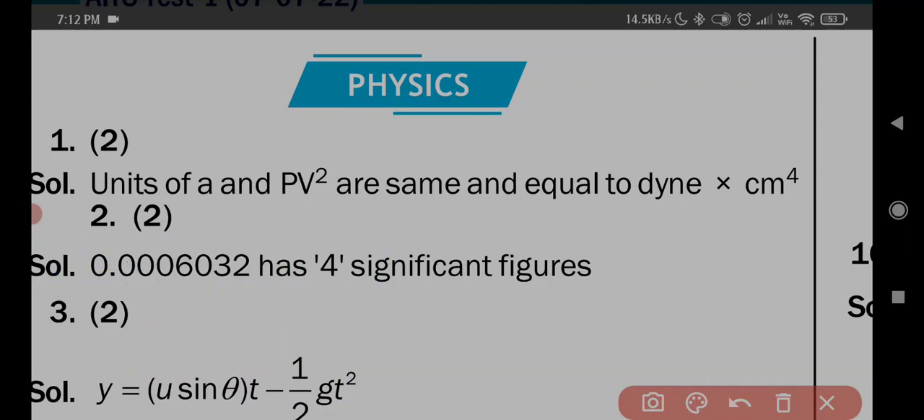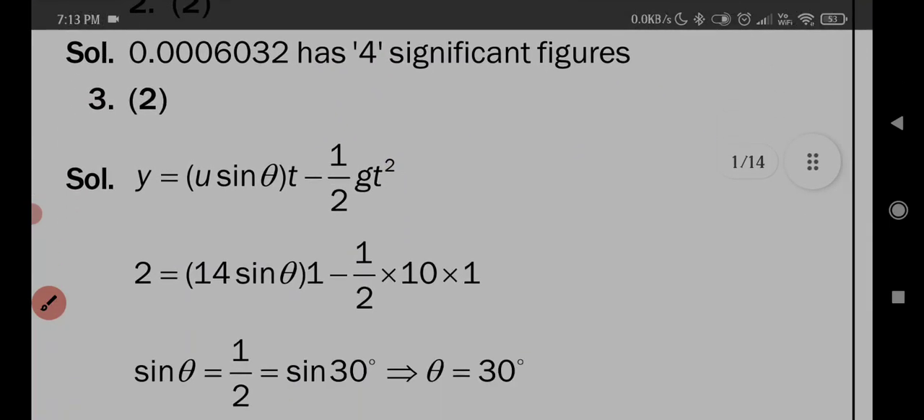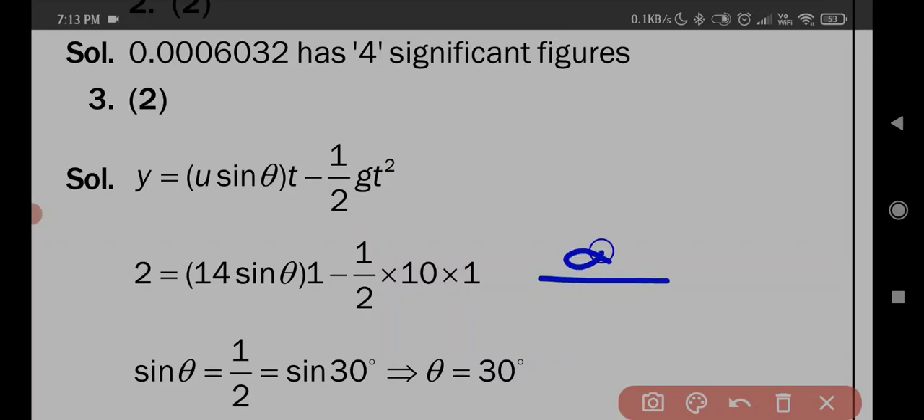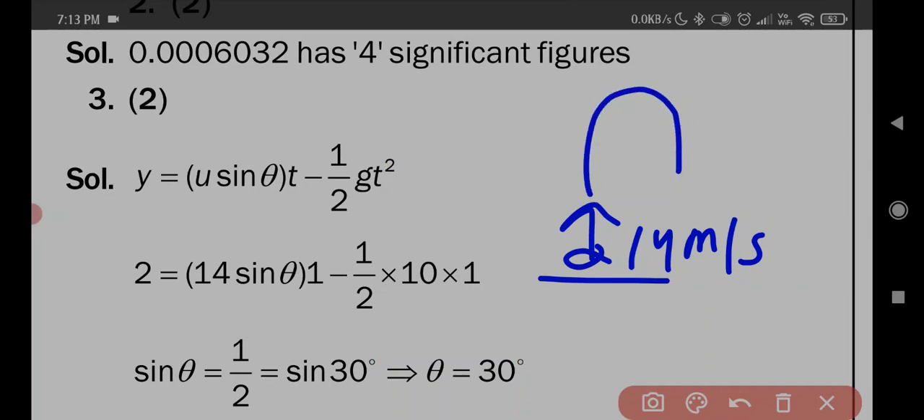Yeah. Now a stone is projected from the ground. So where is the stone? It is projected from the ground with a velocity of 14 meter per second. 1 second later it clears a wall of 2 meter height. Okay, the angle of projection theta it is asking.